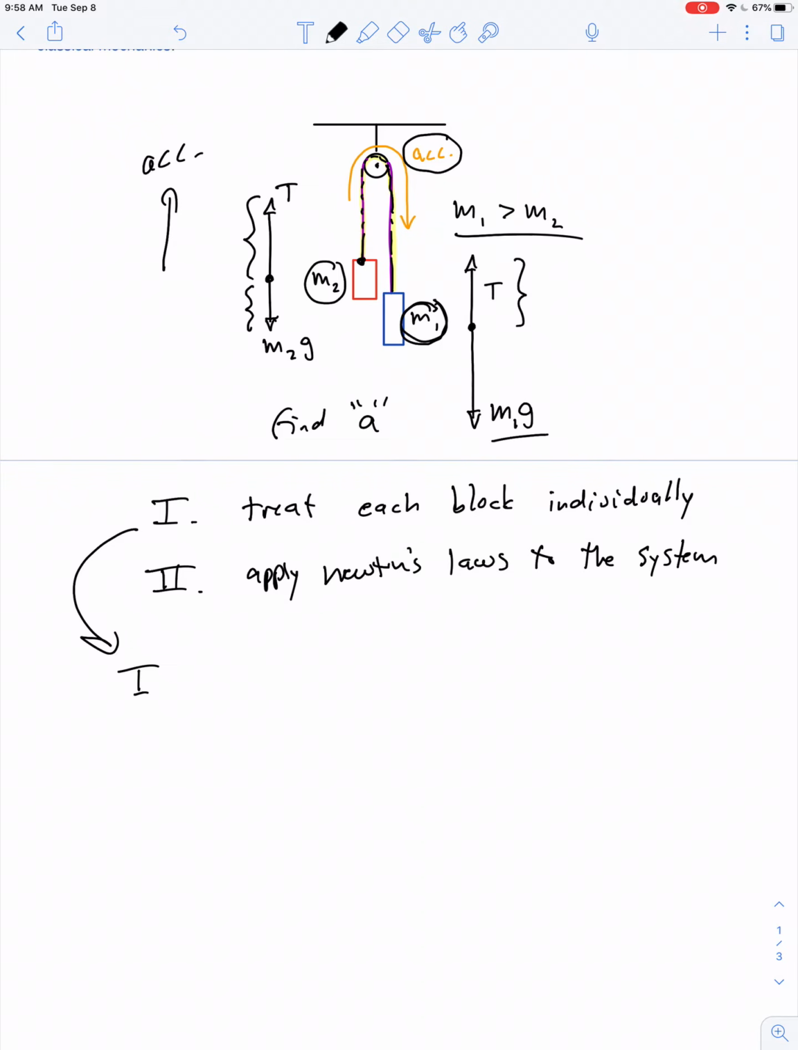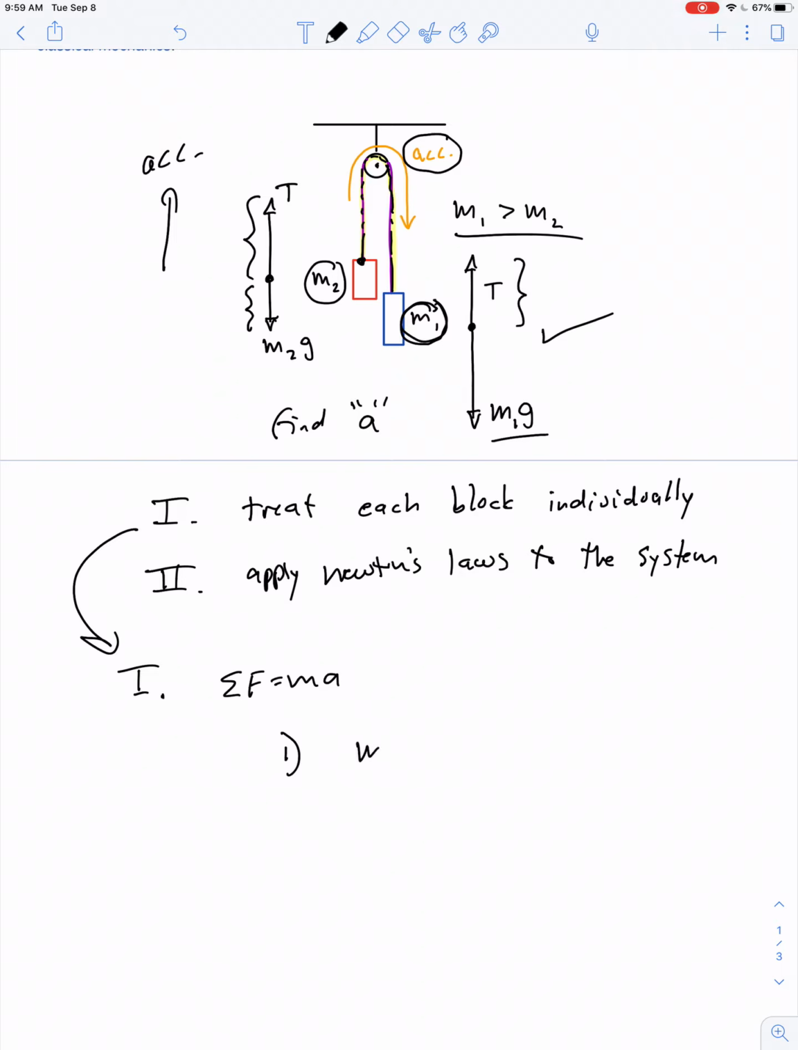Okay, so given those two free body diagrams, how do we use Newton's second law? Newton's second law says the sum of all forces is mass times acceleration. And by looking at our free body diagram, we can come up with the sum of all forces for block number 1.